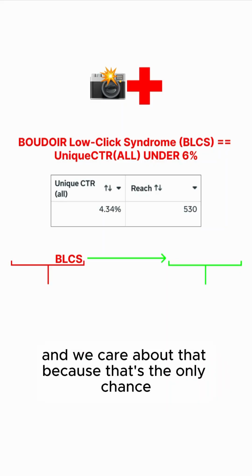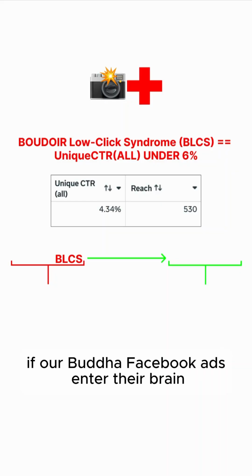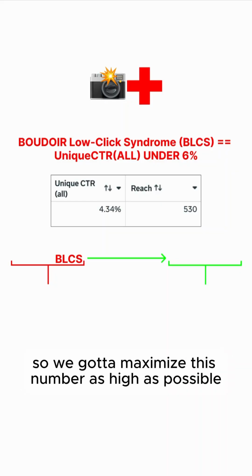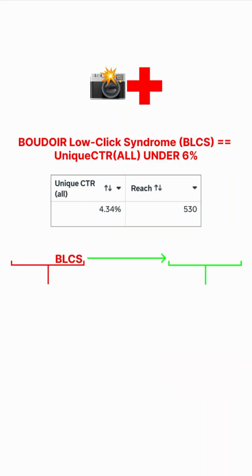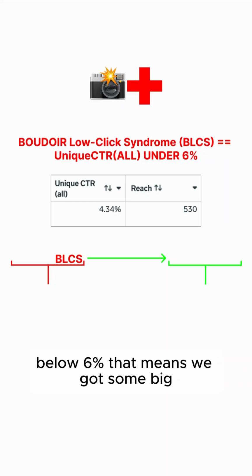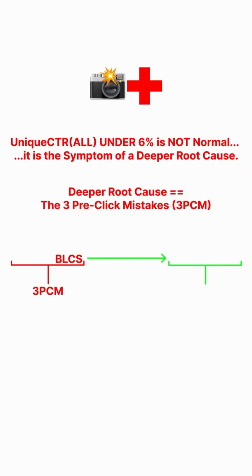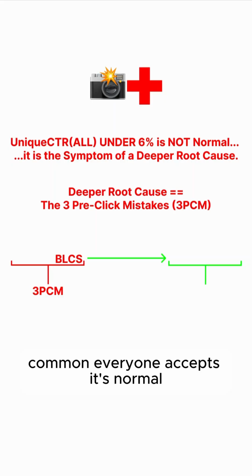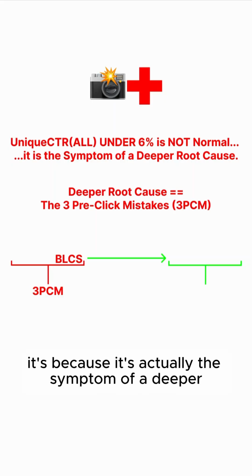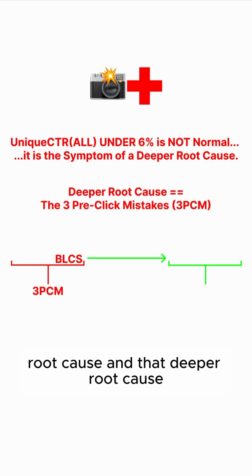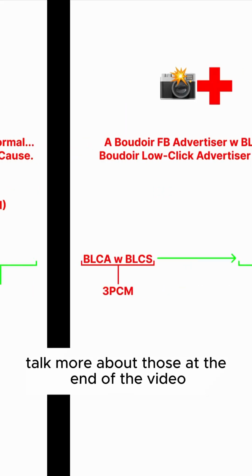And we care about that because that's the only chance women will ever buy from us, if our Boudoir Facebook ads enter their brain. So we've got to maximize this number as high as possible. Below 6%, 6% is the minimum. Below 6%, that means we've got some big problems, because a unique CTR under 6% is not normal. It's common, everyone accepts it as normal, but it's not normal. It's actually the symptom of a deeper root cause, and that deeper root cause is the 3 pre-click mistakes. We'll talk more about those at the end of the video.